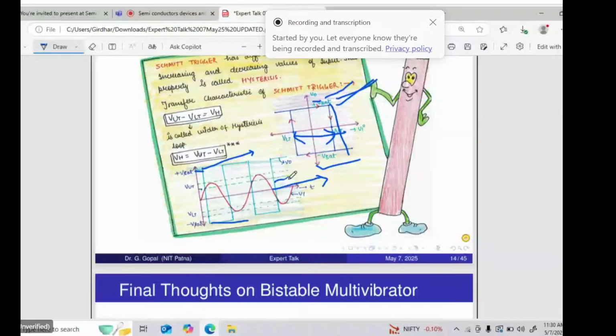Now in the previous discussion, we connected this node to ground. Now if you give some reference voltage here, VR, can you find the voltage V1 here by applying the superposition theorem? Because there are two source voltages here, V0 and VR. So by the superposition theorem, what is V1 here?